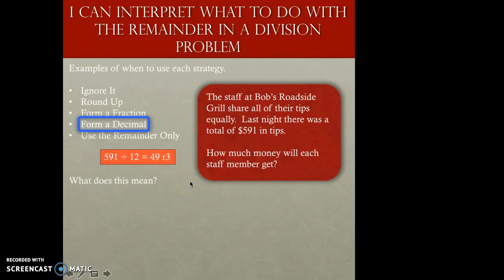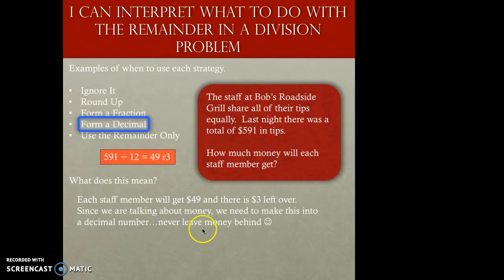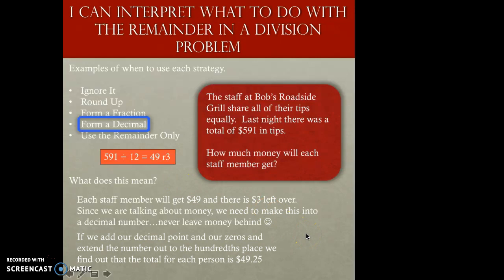Now, what does that one mean? Well, each staff member is going to get $49, but we've got $3 left over. Since we're talking about money, we need to also divide that up. So in this instance, this would be one where we would be adding a decimal and some zeros to extend our number into the hundreds place. And when we do that, we would actually get $49.25. So having a remainder of 3 in a money problem is not going to work. We need to add the decimal and some zeros and keep going.